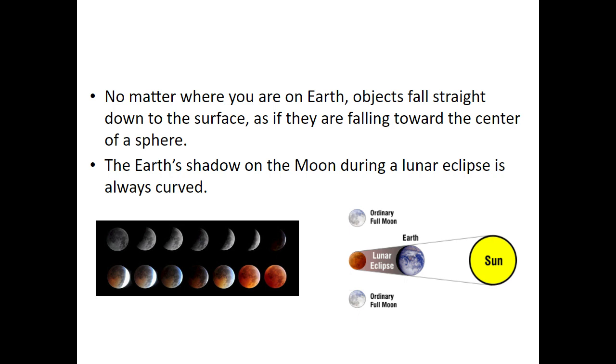Another way to prove that the Earth is a sphere is the Earth's shadow on the moon during a lunar eclipse. Based on that, we see that there is a curved shadow. Also, if you throw an object, over a long distance it will always curve towards the surface of the Earth. So it is falling towards the center of the Earth.